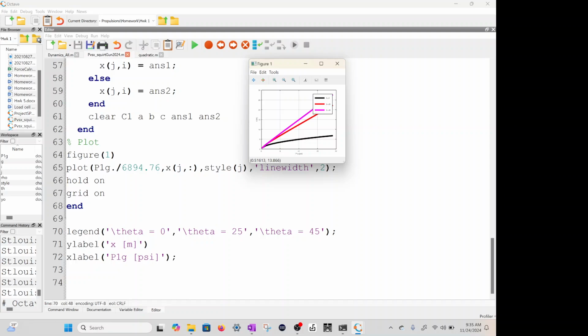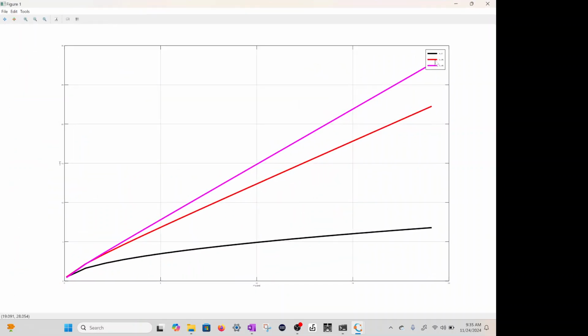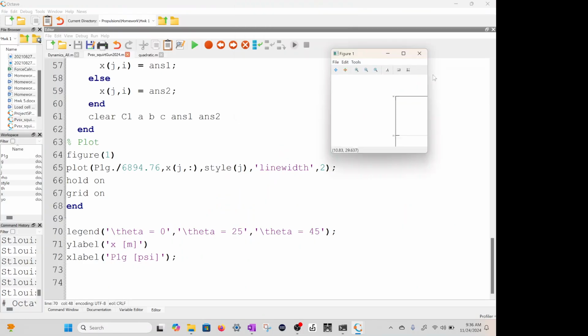So legend \theta will actually give you a theta symbol. 0, 25. So I have 1, 2, 3 lines. That's why I needed 3 of these in single quotes, and then I just put labels on. So the black is 0, the red is 25, and then the magenta is 45. And again, if I go to my other screen, it looks so much better. My Surface screen, for some reason, is small, but it should be okay on your computer.